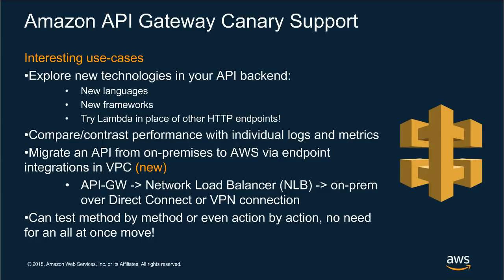And so you could use this as part of a migration strategy to move APIs from, say, your data center that you have today to an AWS environment by shifting the backend between different resources and using Canaries to test it out slowly over time, and then eventually shifting more and more traffic to it. And this can be done on a method by method or even action by action level. You don't have to do an all at once move as part of this. And again, that's kind of one of the best benefits of Canary-based deployments.